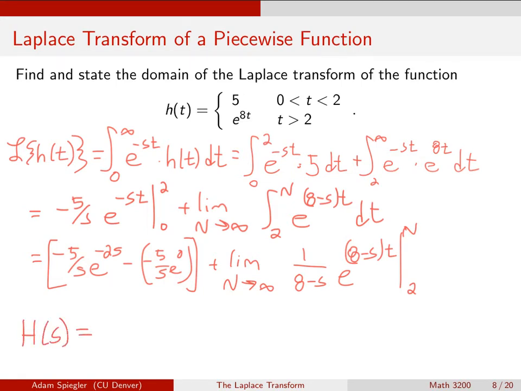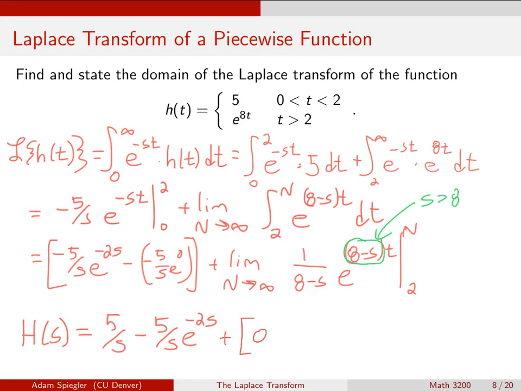So, therefore, we can simplify all of this, and our Laplace transform, which we can write as capital H of s. So if I take the first term here, I can combine the two negatives, and that's going to give me a positive 5 over s, and e to the 0 is 1. And then I subtract the 5 over s, e to the minus 2s. And now for this limit, we've seen this sort of limit already, and that is as long as the power of the exponent is negative, so in other words, as long as s is bigger than 8, then we know that that is going to head to 0.